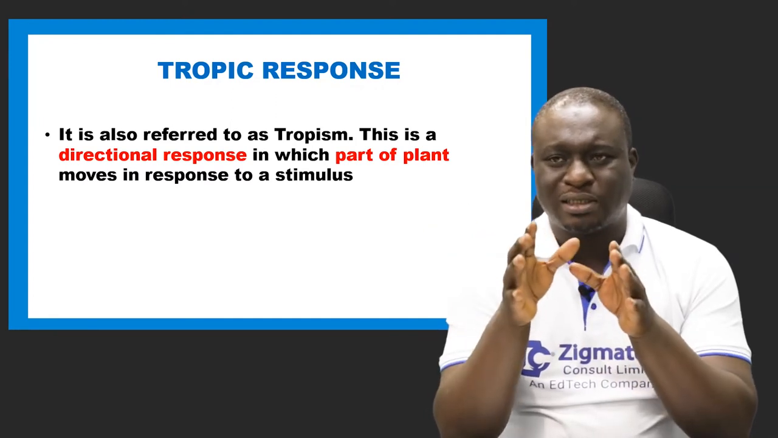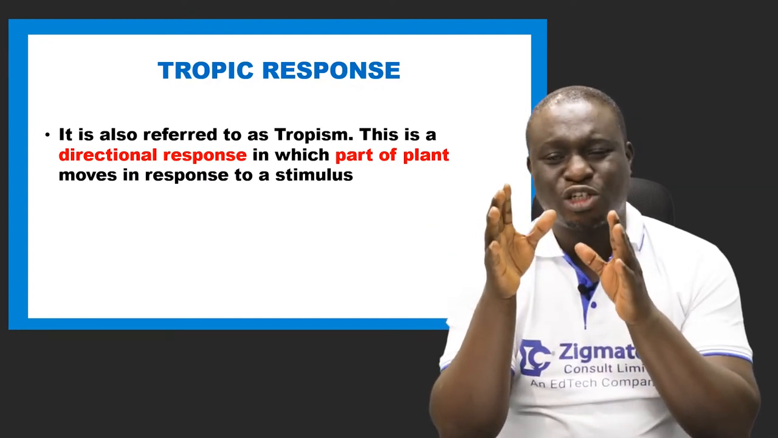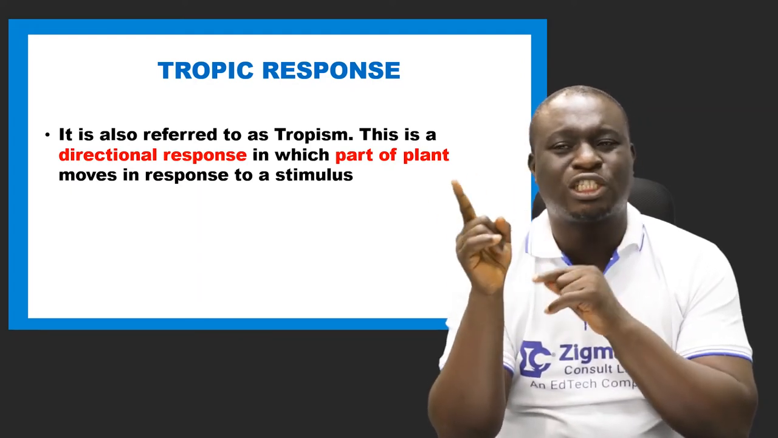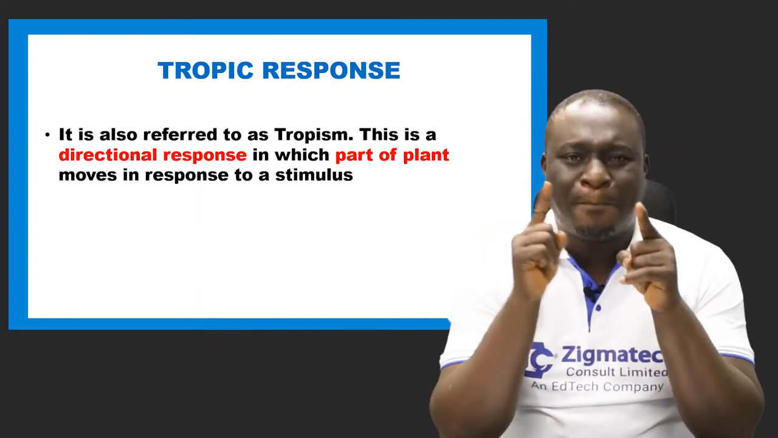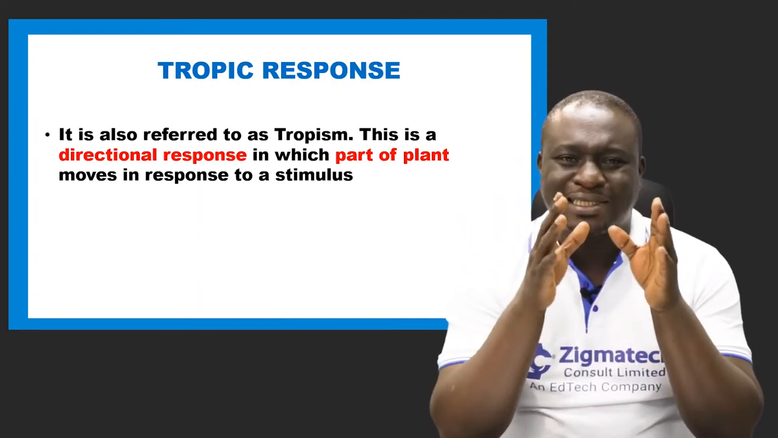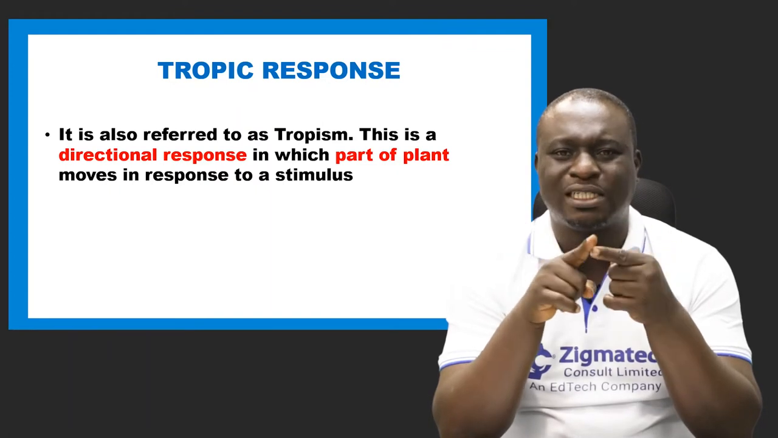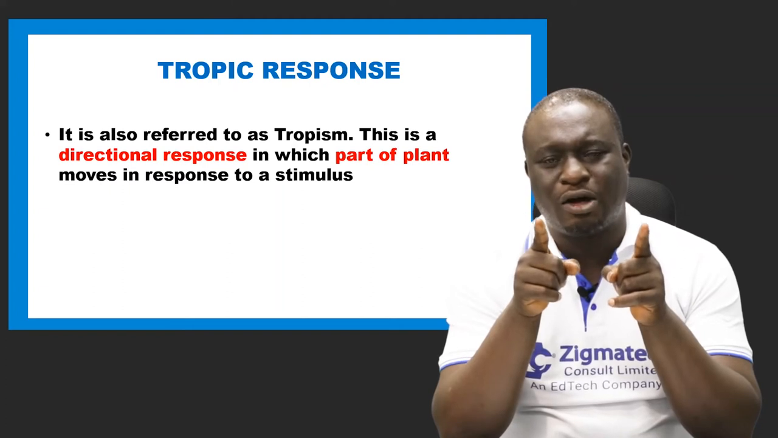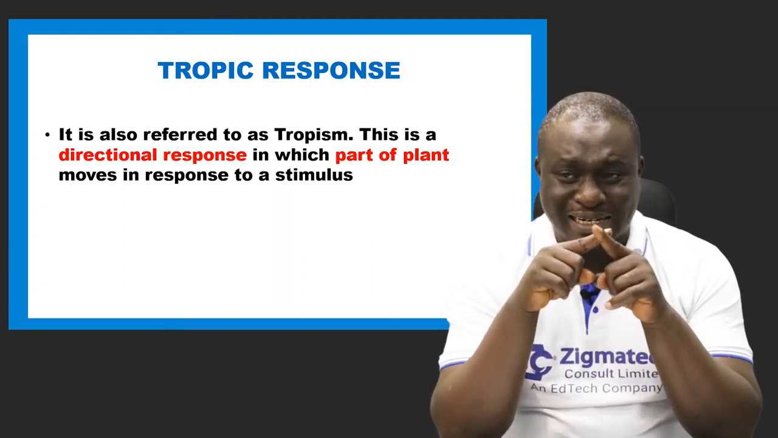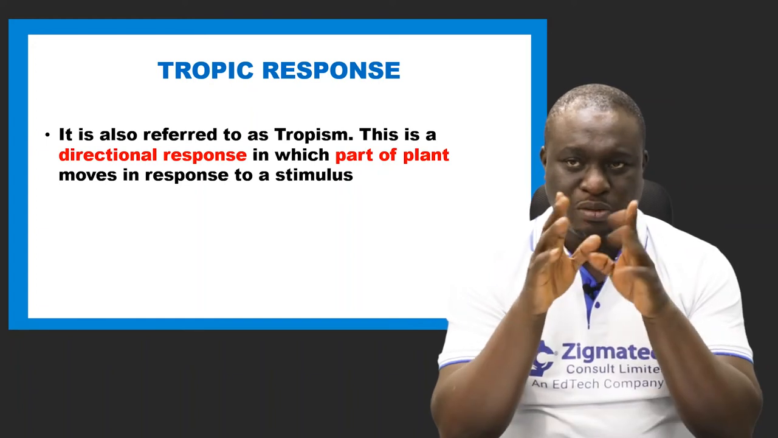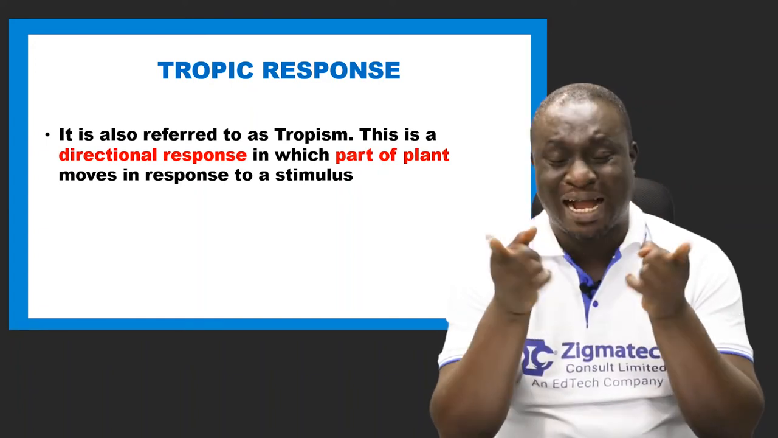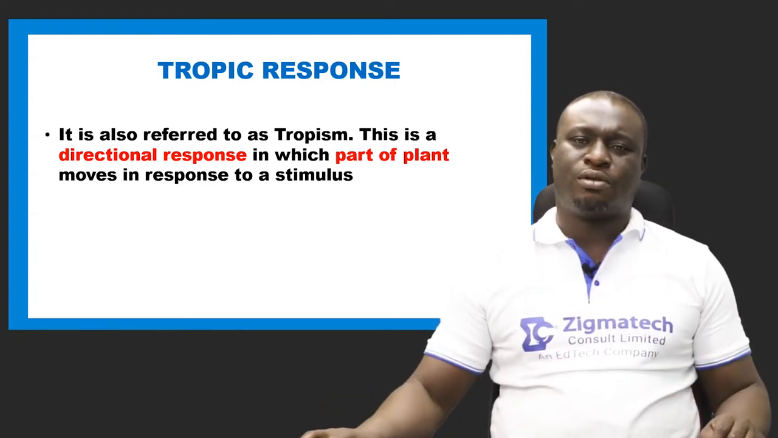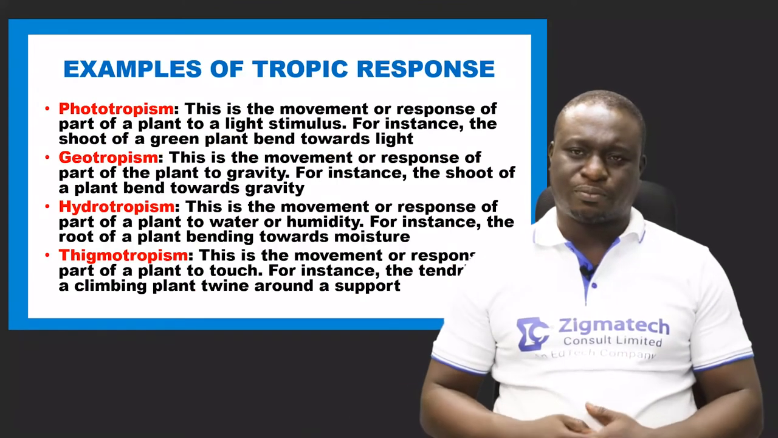So tropic movement is a directional movement in which part of a plant moves in response to a stimulus. Also, in tactic movement, we said it is the whole organism that is moving. In nastic movement, we said it is part of an organism that is moving. And then in tropic movement, we said it is part of an organism that is also moving. Now let's take a look at some examples of tropic response.